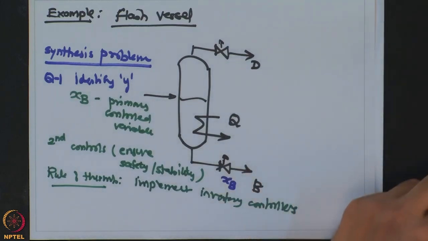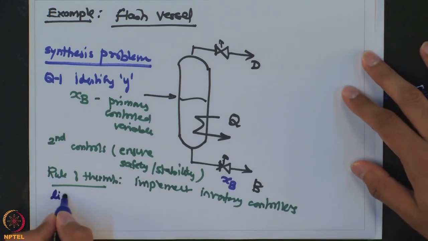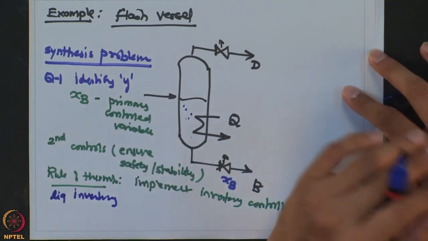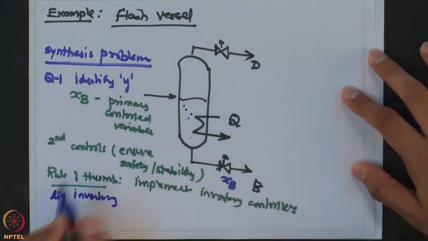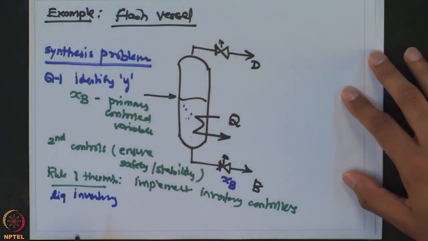So for this particular flash vessel, there are two types of inventories. There is a liquid inventory: how much liquid is present inside this vessel? You want to ensure that there is sufficient liquid inside this vessel. It should not go dry, or it should not overflow, it should not fill the complete vessel.